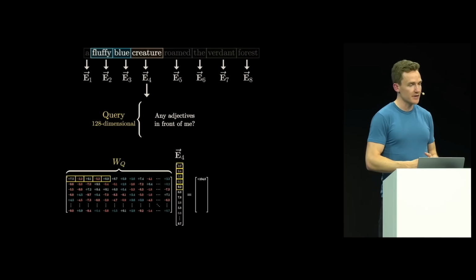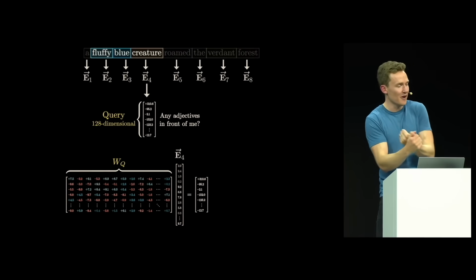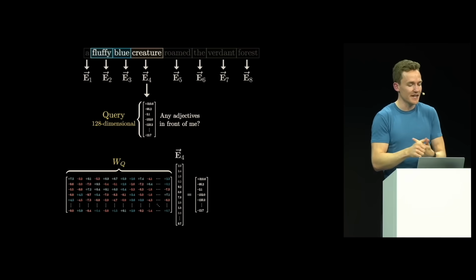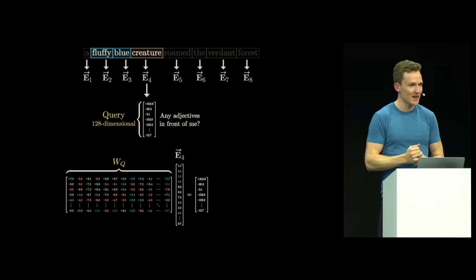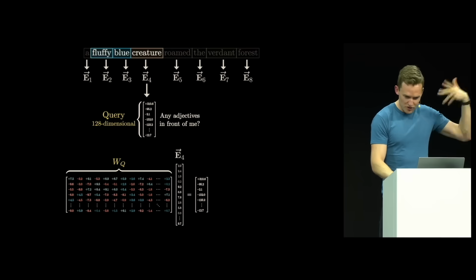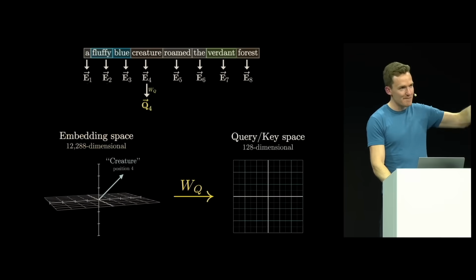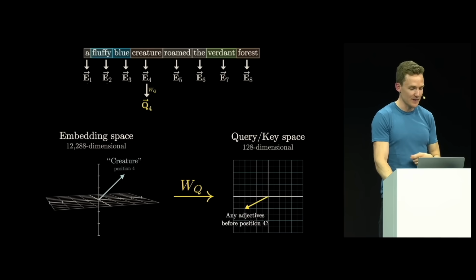You take some big matrix, you multiply it by the embedding, and presumably it should somehow be able to pick up on, oh, this embedding is for a noun, and it's a noun in a certain position. And the query that it spits out should somehow encode the idea of looking for an adjective in certain positions. The visual you might have in your mind is that if that embedding vector was in this very big space pointing in some direction, encoding all of that, we're mapping it down to this smaller space to ask the question.